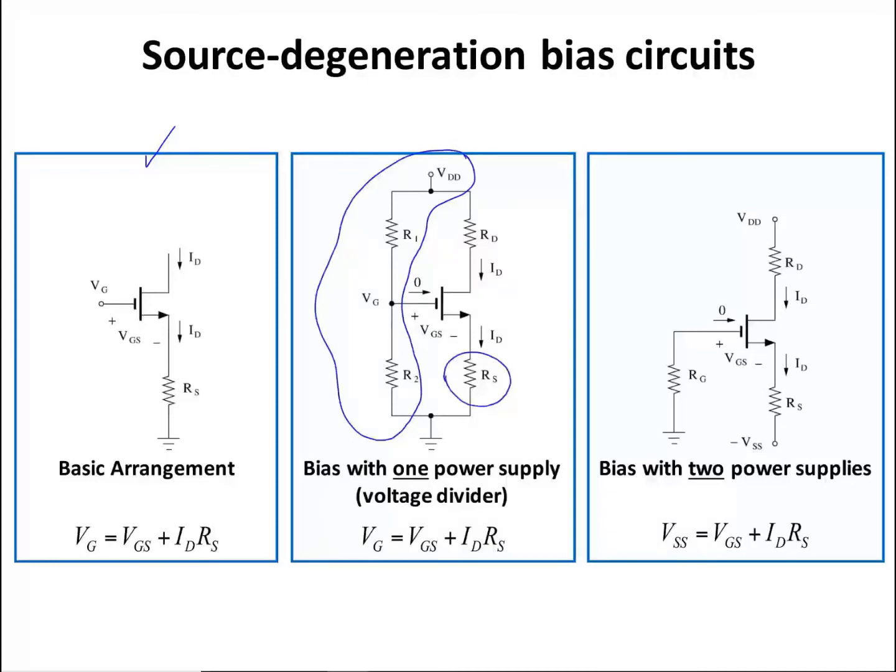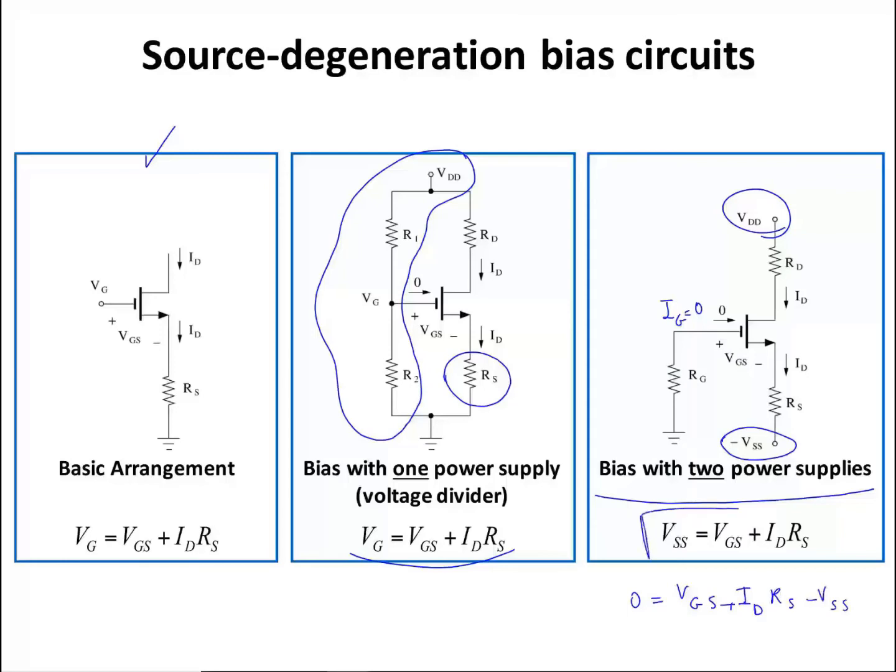You have this source resistor to generate the source degeneration bias circuit, and you're using one power supply to build the circuit, and the gate voltage is equal to VGS plus ID times RS. Or you can use two bias power supplies, this negative VSS and VDD, and the gate to source KVL is, because IG is equal to 0, you can write 0 equals VGS plus ID multiplied by RS minus VSS, which is the same equation as you have here.